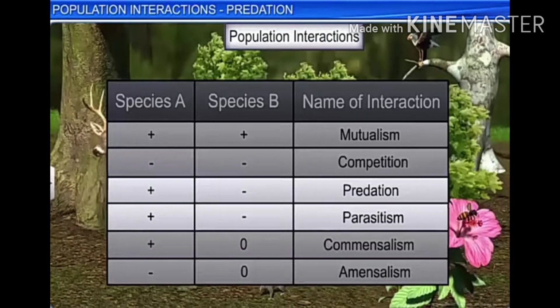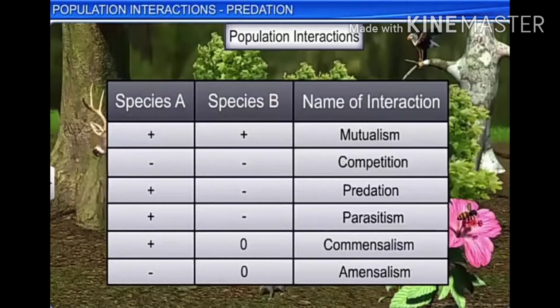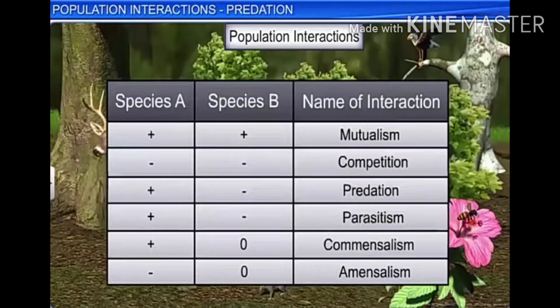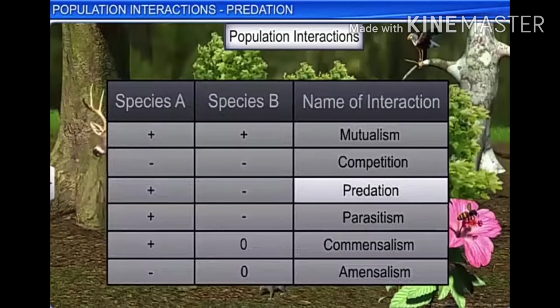However, when interspecific interaction is beneficial to one species and neutral to the other, the interaction is known as commensalism. On the other hand, if one species is harmed and the other is unaffected, the interaction is known as amensalism. Interestingly, a common feature seen in predation, parasitism, and commensalism is that the interacting species live close together.